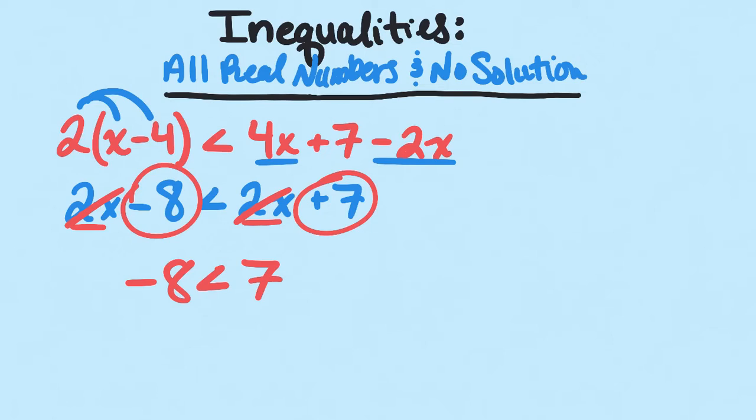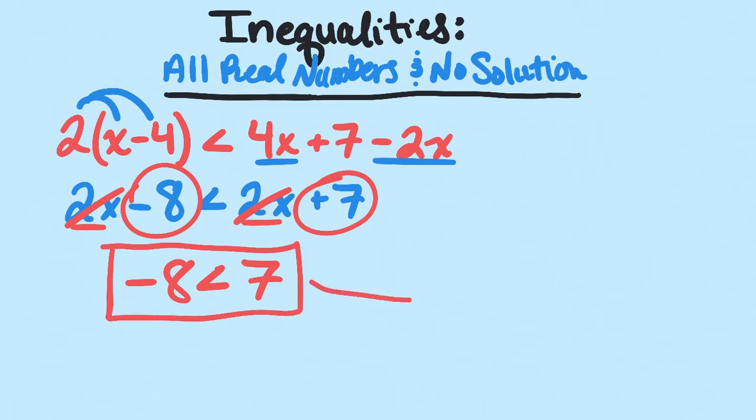So what I like to say is that if you cancel out your variables, as long as the coefficient is the same and you're left with a true statement, then that means this inequality essentially has infinitely many solutions, or you could say that all real numbers are solutions to this inequality.